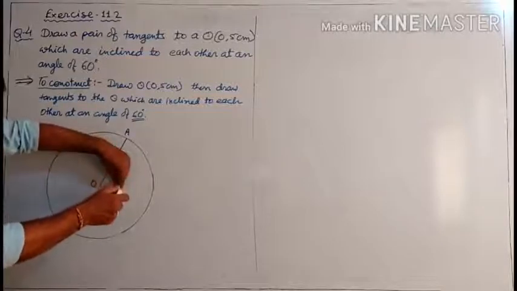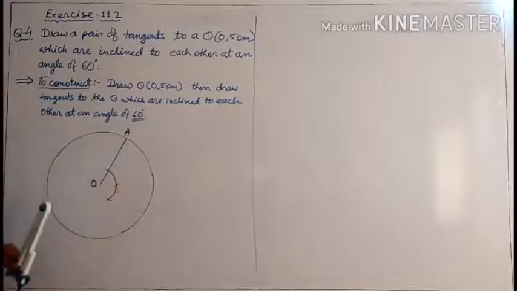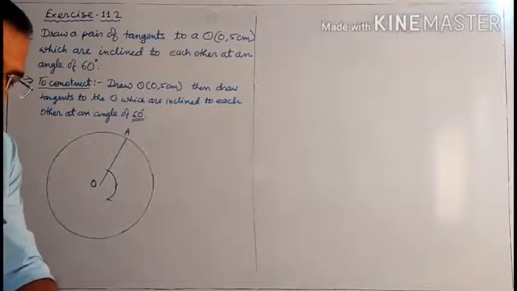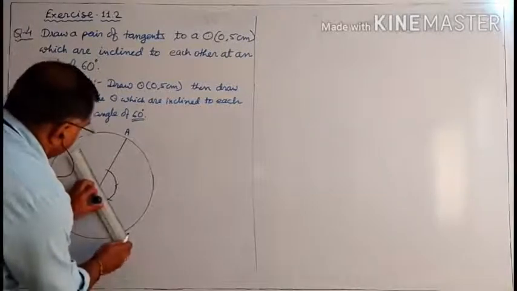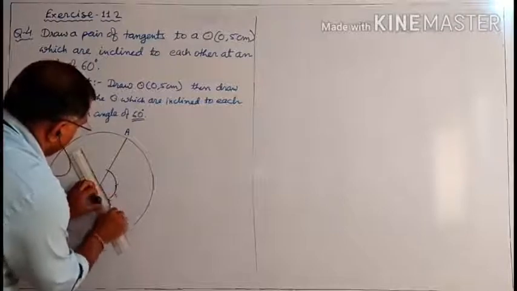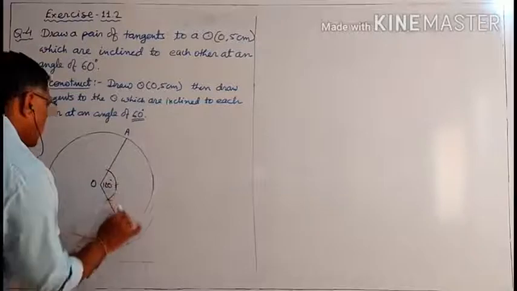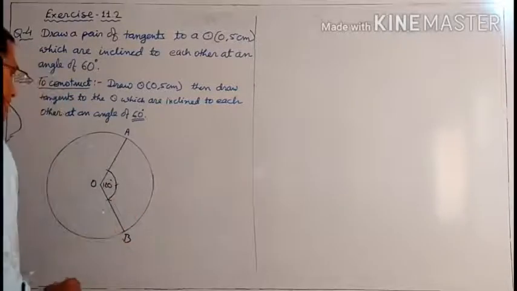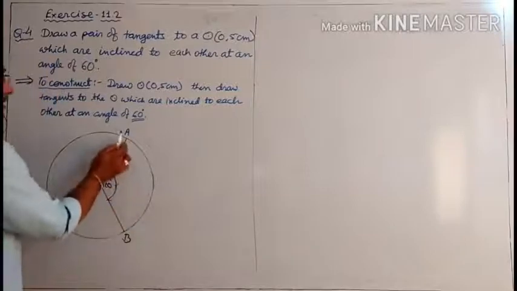Taking this point as a center, arc. So here 60 and then 60, 120 degree. So now we will get a point on draw OB such that angle OAB is equal to 120. So here we have constructed angle OAB is equal to 120. Now we have to get the point P such that this is a right angle.